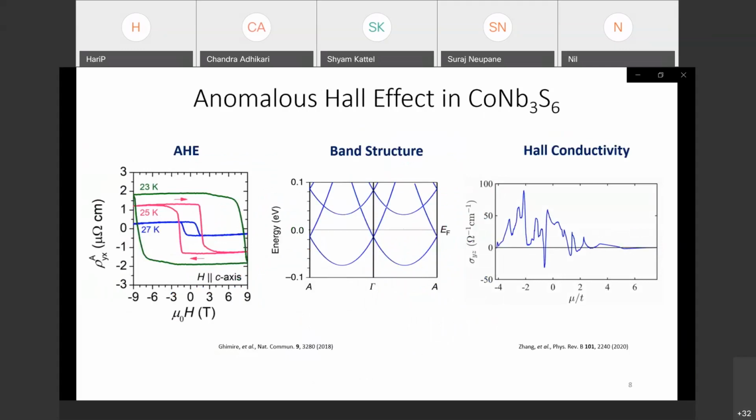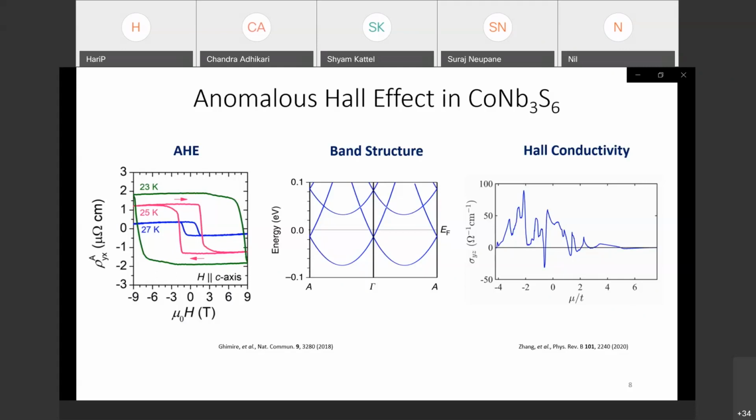Now, since collinear antiferromagnets were not known to give rise to the anomalous Hall effect, one scenario that was proposed to explain the observations was that maybe this behavior came from the band structure. In the center is a part of the band structure that shows the Weyl node at the gamma point very close to the Fermi energy. On the right is a figure of the Hall conductivity versus chemical potential. What it tells us is that in a chiral crystal such as cobalt niobium-3 sulfur-6, where certain symmetries are lacking, the Hall conductivity is sensitive to the location of the chemical potential, the Fermi energy. So the sensitivity observed in cobalt niobium-3 sulfur-6 could in part be related to this.